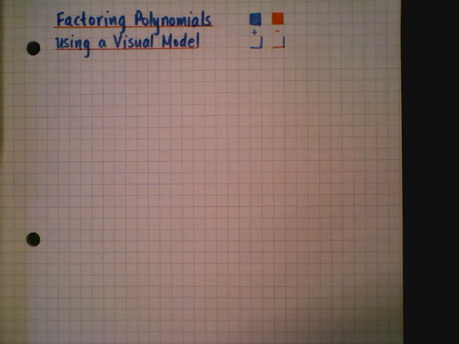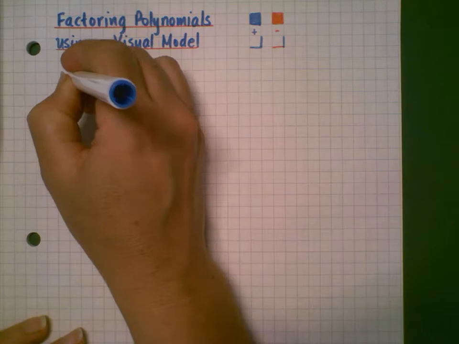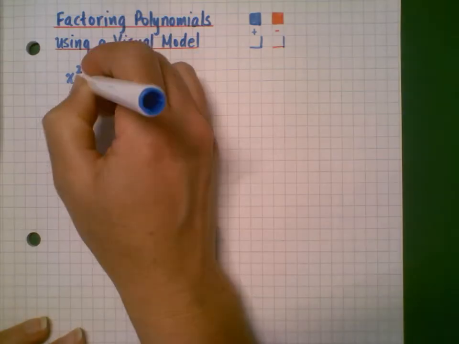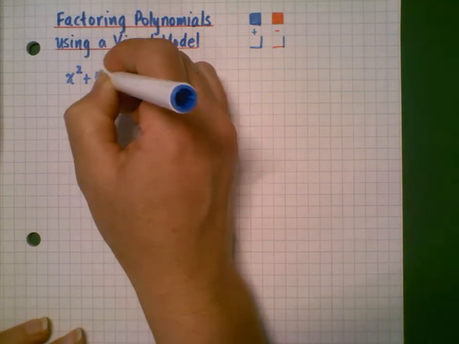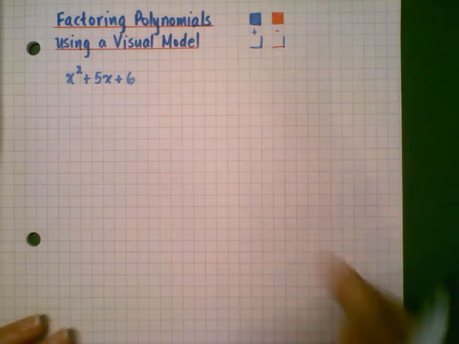Hello, in this video I'm going to show you how to use a visual model with a grid to factor polynomials. So factoring is essentially division. It's representing a value that is a polynomial, it has variables in it, as a multiplication of two factors or more. So we're going to start with an example that has some small values in it.